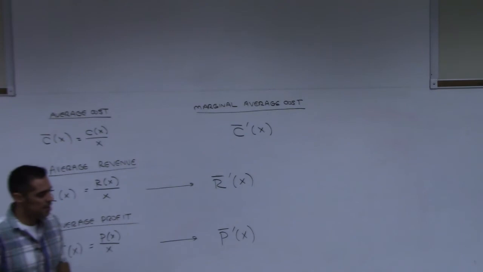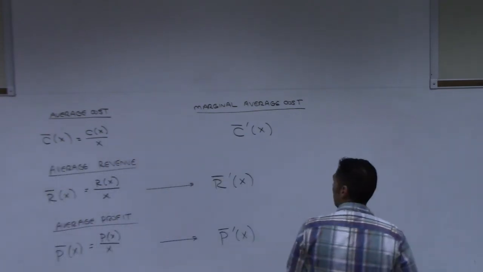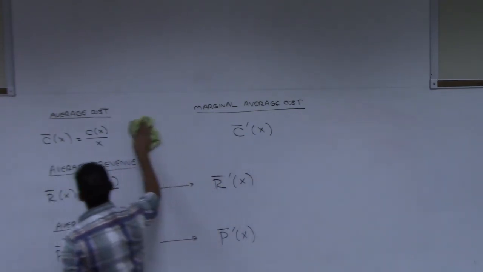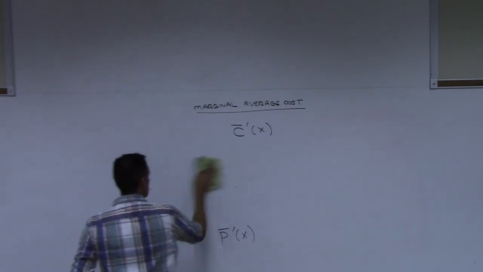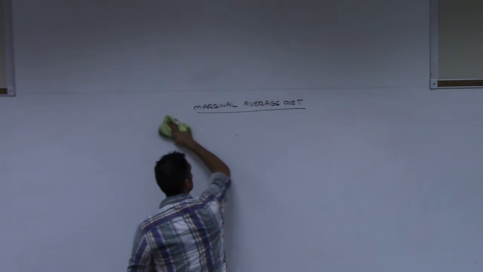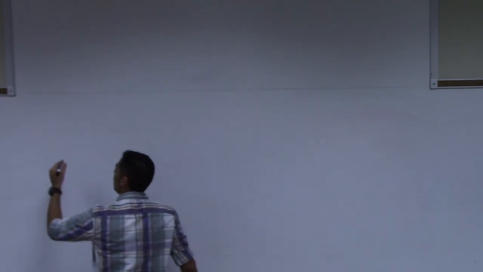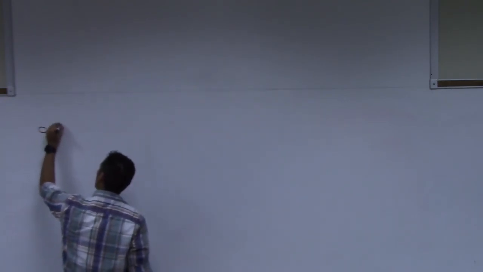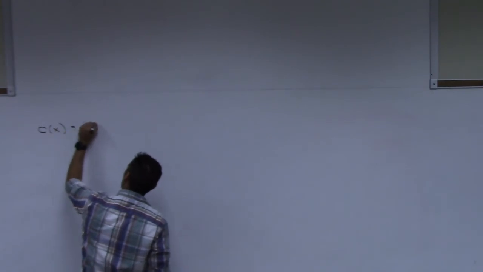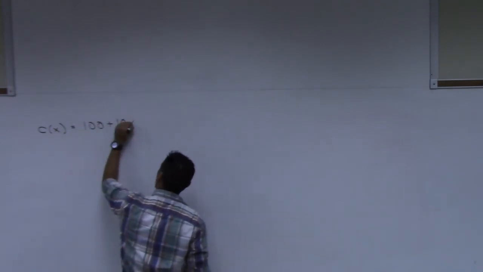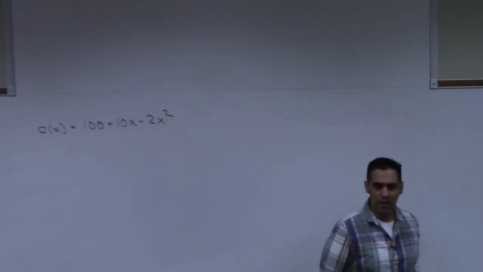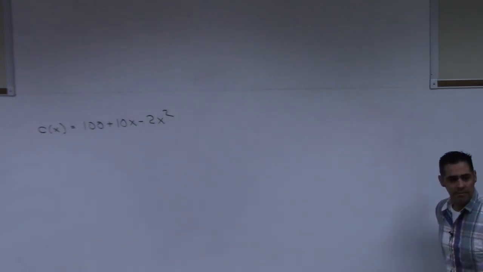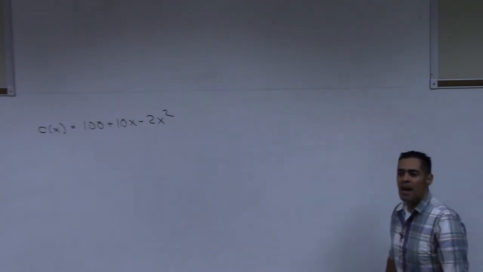Okay, so let's see if we can handle the problem I started class with in terms of average cost. So we started out with this model. I showed you the picture of it. It was this function c of x equals, I believe it was 100 plus 10x minus 2x squared. Remember that one? I said that was our cost function. Yeah?